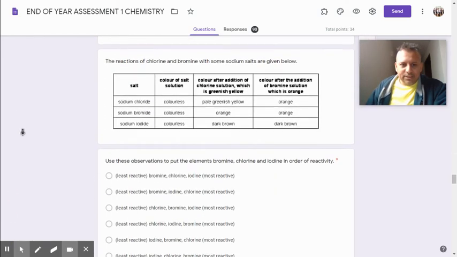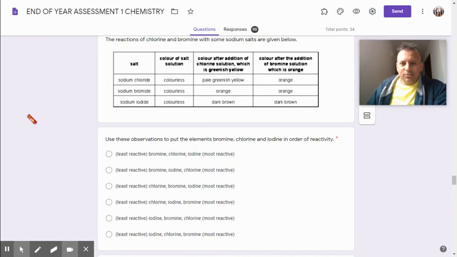So next question after this. Use the observations to put the elements bromine, chlorine, and iodine in order of reactivity. I gave you all 6 possible answers. So basically what you needed to do is you needed to see whether there were color changes as soon as chlorine and bromine were added. Now you'll see that there were color changes with chlorine and bromine being added to the iodine. So the iodine is actually at the bottom. Chlorine cannot be discolored by bromine. The color after the addition of bromine solution, which is orange, stays orange. So you need to interpret that piece of information like that.